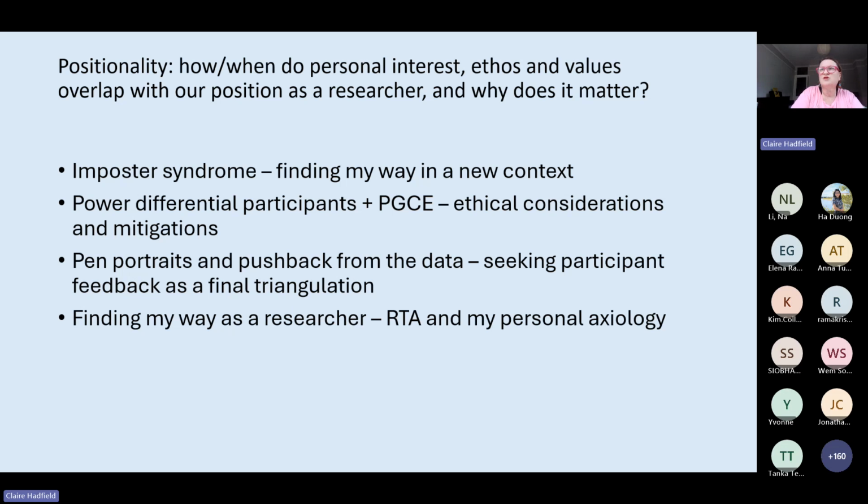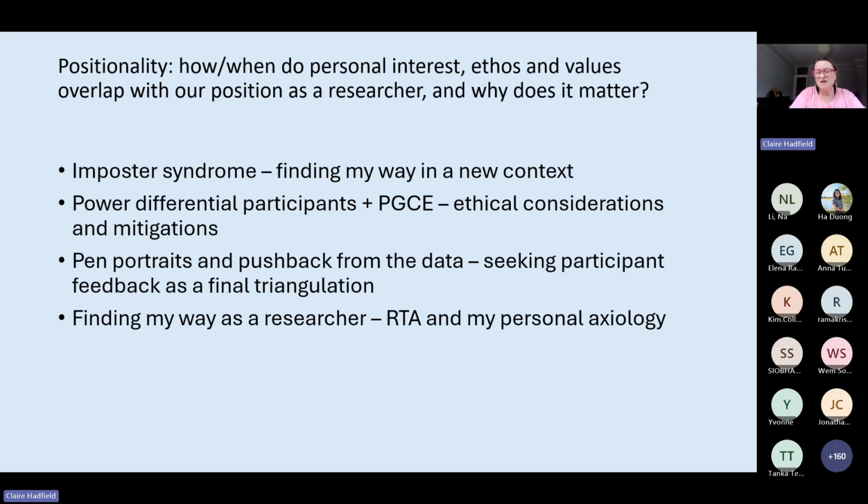So I started that job in September 2017 and then began the PhD a couple of years later and then started gathering my data. So that was a shift in position for me that gave me some pause for thought. Other considerations were during the first year, my participants are on the PGCE.